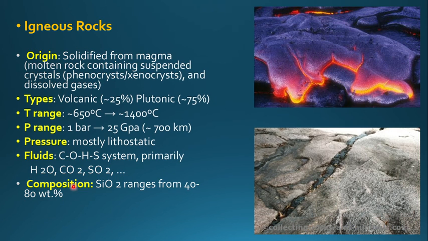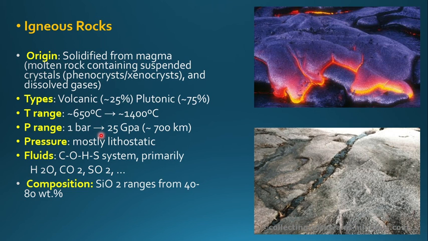Then composition. As we know, it is silicate, that is SiO2 ranges from 40 to 80%. So in this igneous rock, the SiO2 content will be from 40 to 80 weight percentage. It is not just percentage, it is weight percentage. So almost 40 to 80 weight percent SiO2 will be present in igneous rock. Okay, so this will be the basic idea about igneous rock.